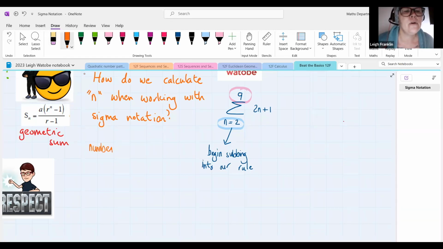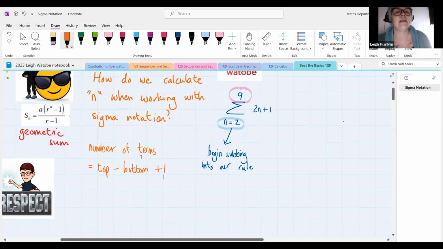The number of terms in sigma notation is always the same. It is the number at the top minus the number at the bottom plus 1. And this becomes especially useful for us. If they give you 100 or 200 at the top, you don't have time to sub in each one of those numbers, starting at 2 all the way up to 100, to work out the value of each term. It's not necessary for us to do that. We can use this quick and easy way.